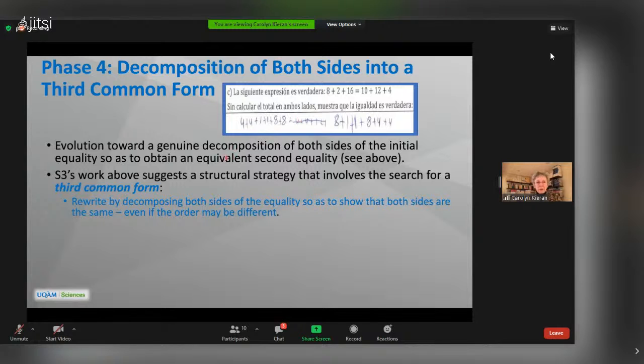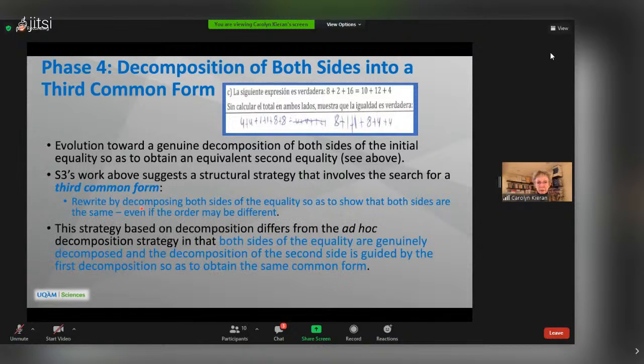His work suggested the search for a different third common form, where you write by decomposing both sides so as to show that both sides are the same, even if the order may be different. This strategy differs from the previous ad hoc decomposition strategy in that both sides are genuinely decomposed and the decomposition of the second side is guided by the first so as to obtain the same common form.